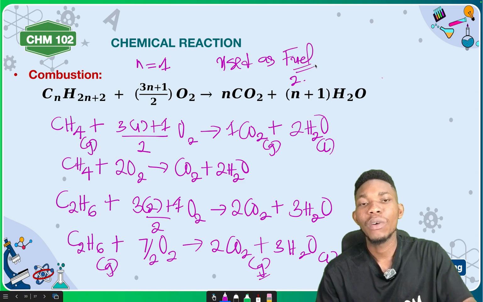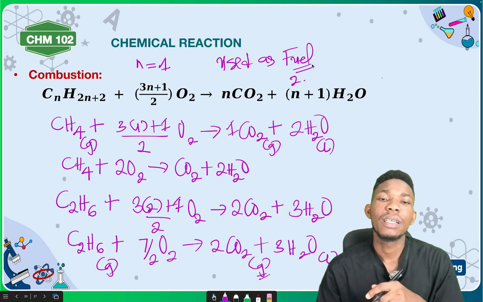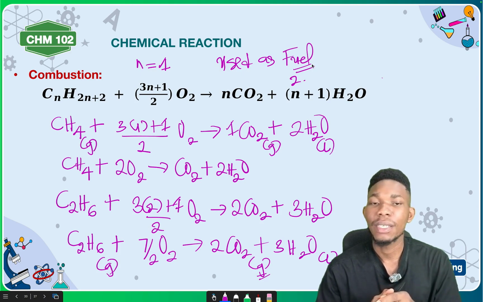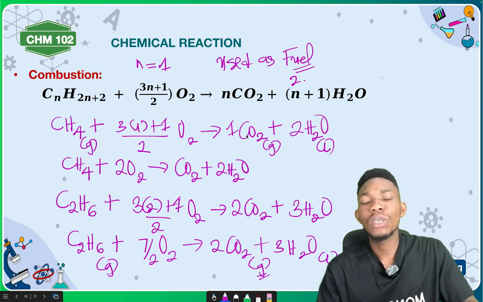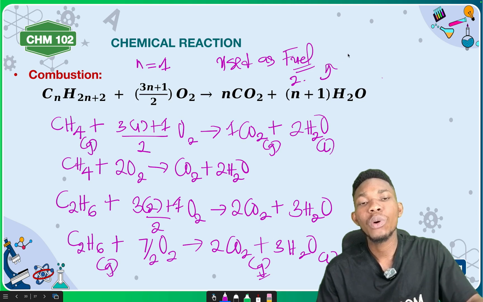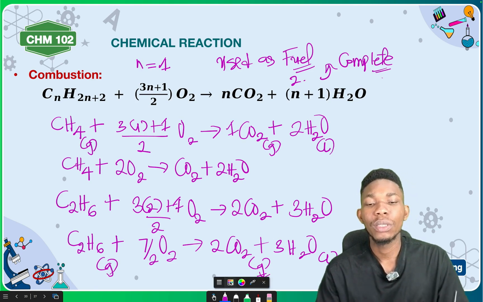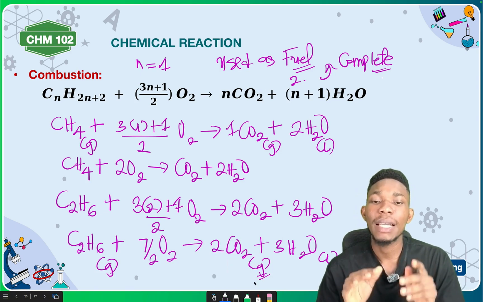Is that okay? Because they emit a large amount of heat. This heat can be used for your cooking and doing all manner of things. Now, this one is for complete combustion. Complete combustion of alkane will give us carbon dioxide and water. Emphasis on the word complete.